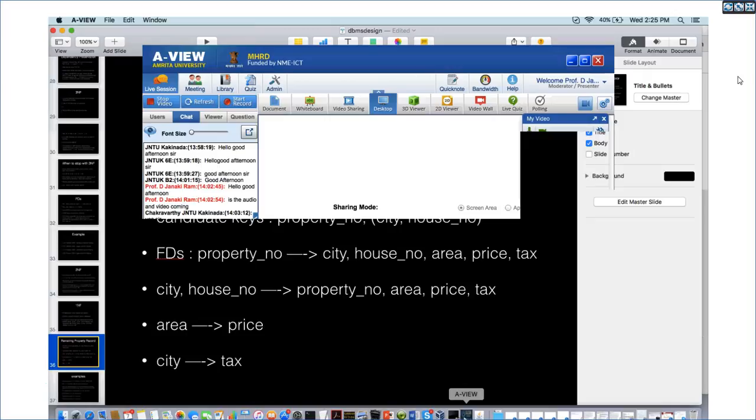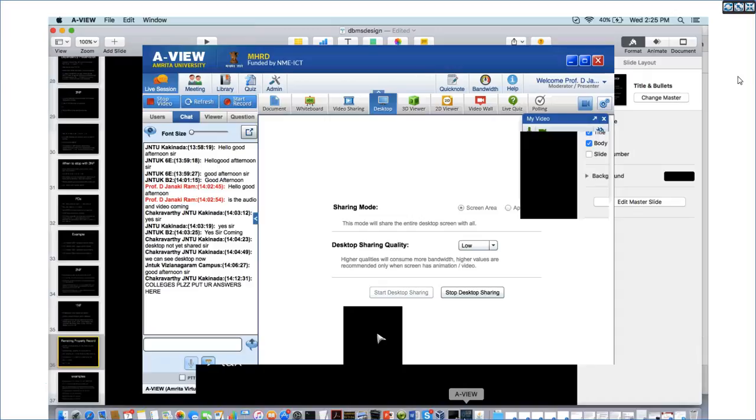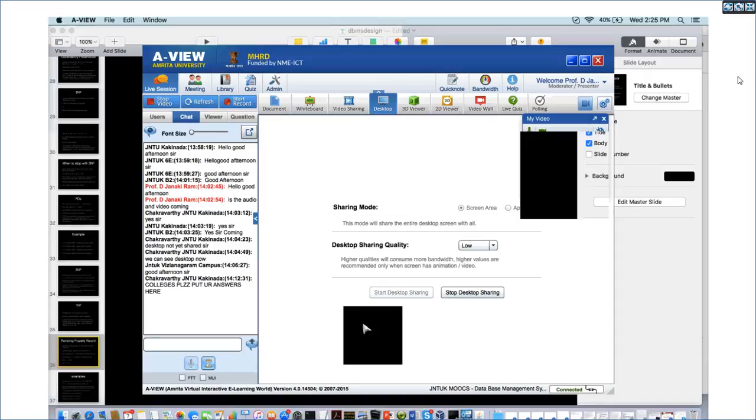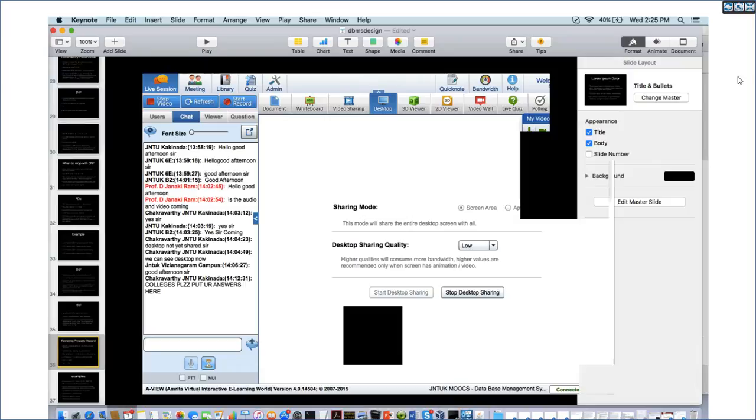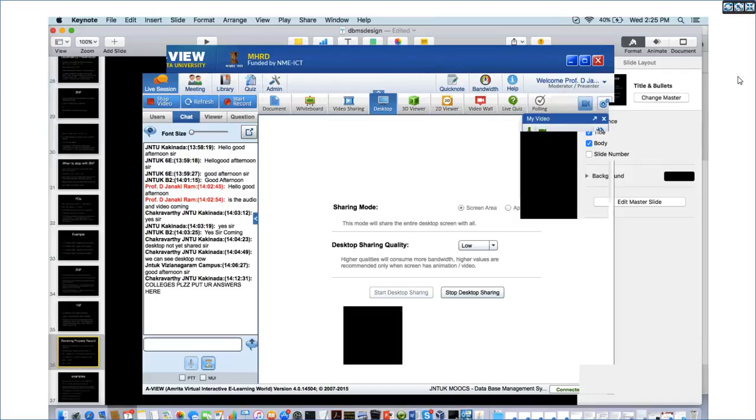I'm not getting the answers, so I'm giving the answers. If you have any doubt on this, please raise it in the chat box. I showed you that for a relation having the following dependencies, we can determine which normal form it is in. So given a relation and the functional dependencies, you can determine which normal form it is in.